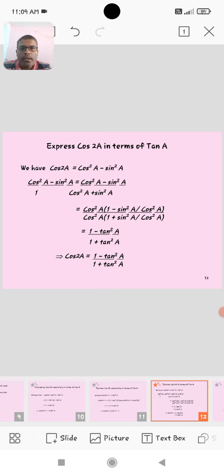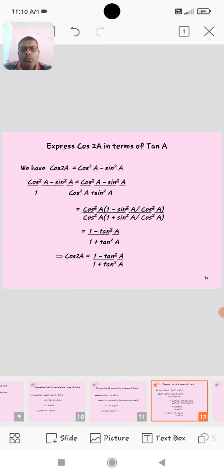In the denominator also we have to take the common cos square a. We get 1 plus sin square a by cos square a. Now here the cos square a cancels. Sin square a by cos square a is equal to tan square a, so we write 1 minus tan square a by 1 plus tan square a. So finally we get cos 2a is equal to 1 minus tan square a by 1 plus tan square a.